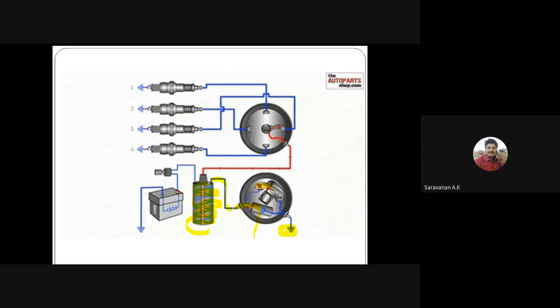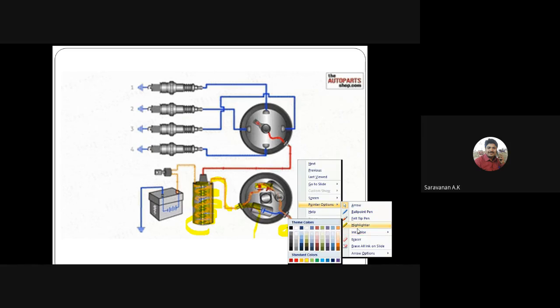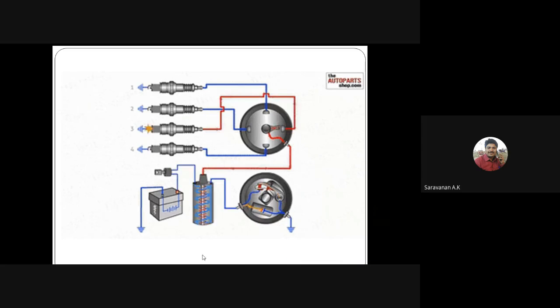That is, the secondary turning. Here, you can see the blue color and the orange color. The orange color will be the primary turning. The orange color will be the primary turning. So the number of turns is less.